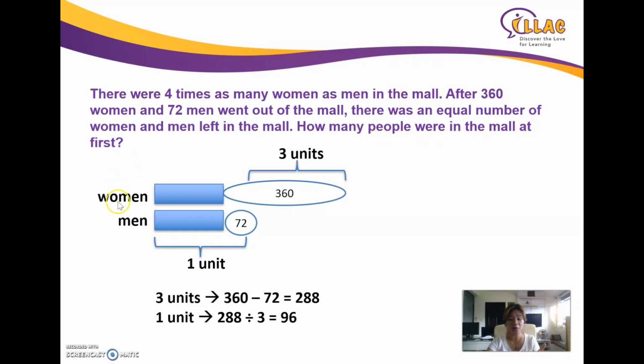And how many people were in the mall at first? So at first will be altogether 4 units plus 1, 5 altogether. So 5 units, 96 times 5 equals 480. Did you get it correct? Okay, let's try another kind of question.